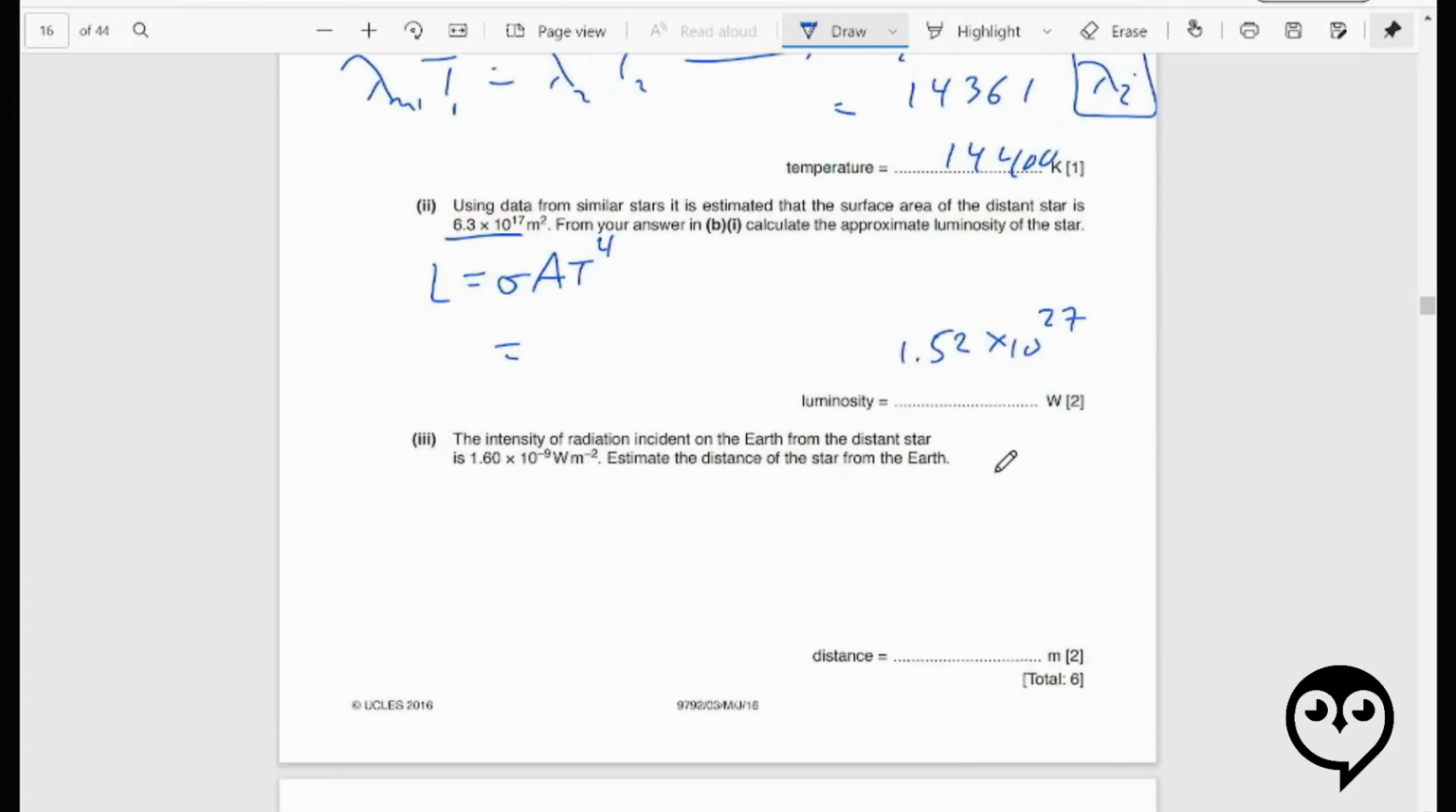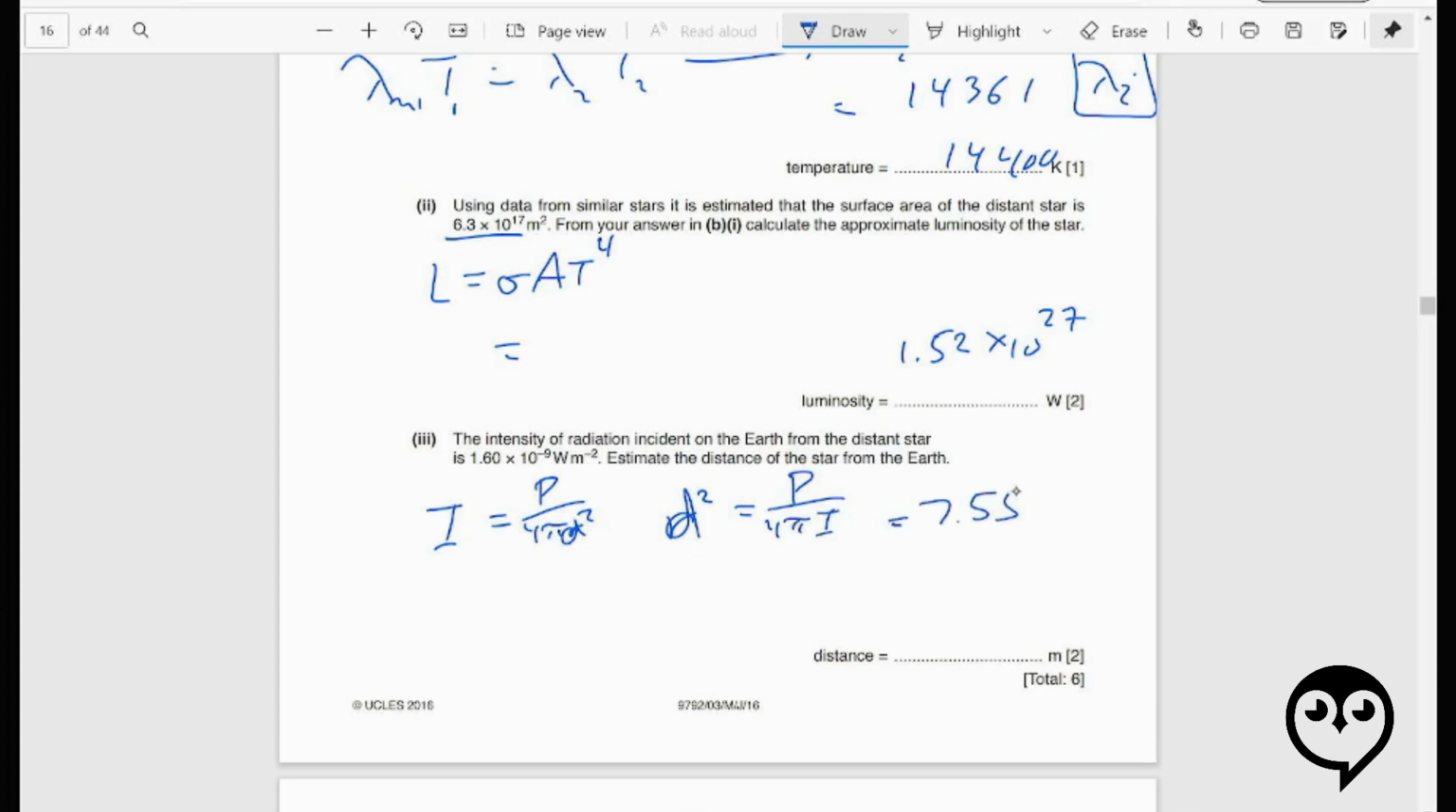Right? And then finally, intensity of the radiation they give. Calculate the distance of the star from the Earth. Luminosity is a unit of power. So we can say the intensity is power divided by, we know, the surface area. So we're going to figure out what that distance is. R in this case is the distance. I suppose this could have been a D as well, whatever. Okay, so we will swap that up there. We'll get power over 4 pi times the intensity.